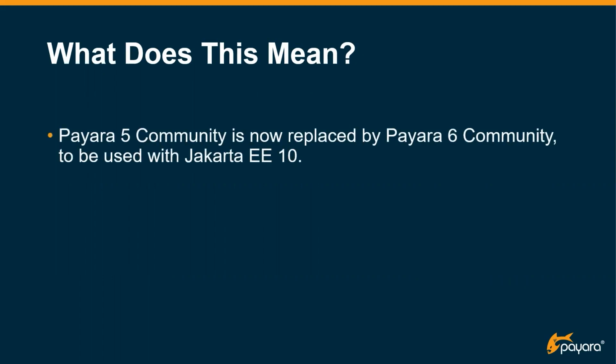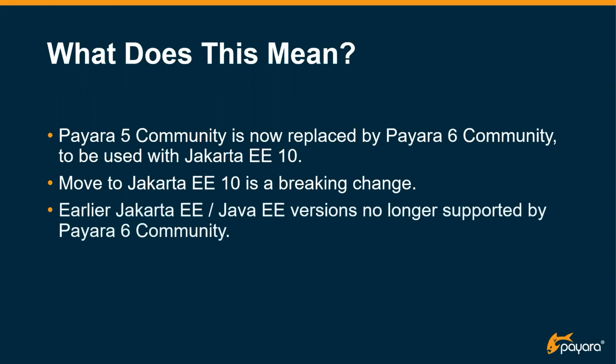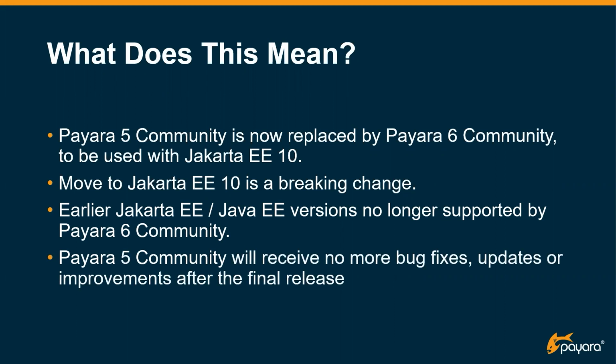Payara Platform 5 Community is now replaced by Payara Platform 6 Community. The breaking change here is that it's going to be using Jakarta EE 10 rather than Jakarta EE 8. Moving to Jakarta EE 10 is a breaking change, so you need to be aware of that and the changes that it brings. If you do decide to stay on Payara Platform 5, earlier versions of Jakarta EE or Java EE will no longer be supported on the Payara Platform 6 Community version. That also means, as I said earlier, that Payara Platform 5 Community will no longer receive bug fixes, updates, and improvements after its final release this month.